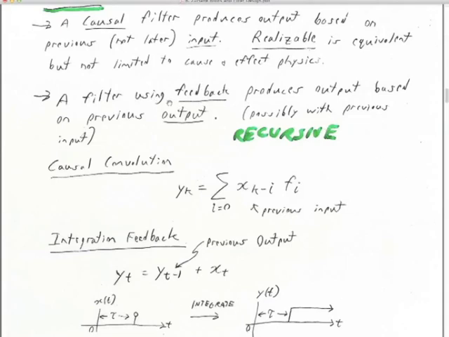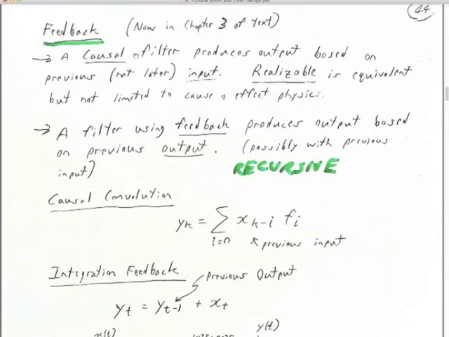Out of the category of causal filters, we make an equivalent category, the realizable filter. One subcategory of causal filters are feedback filters, or as you might have heard the term, recursive. Now, when we're doing filtering on the computer, we do have to be careful to make sure our filters are causal. If we need causal filters, we have to take steps to make sure they're causal.